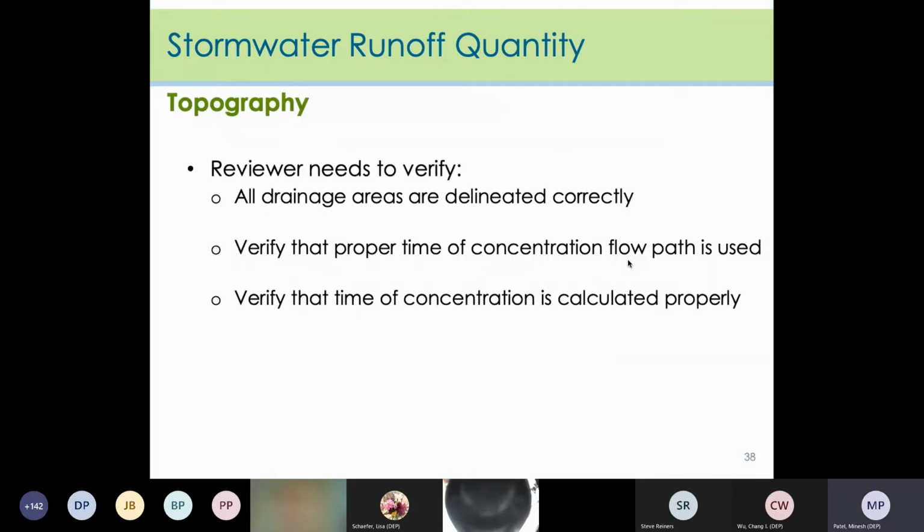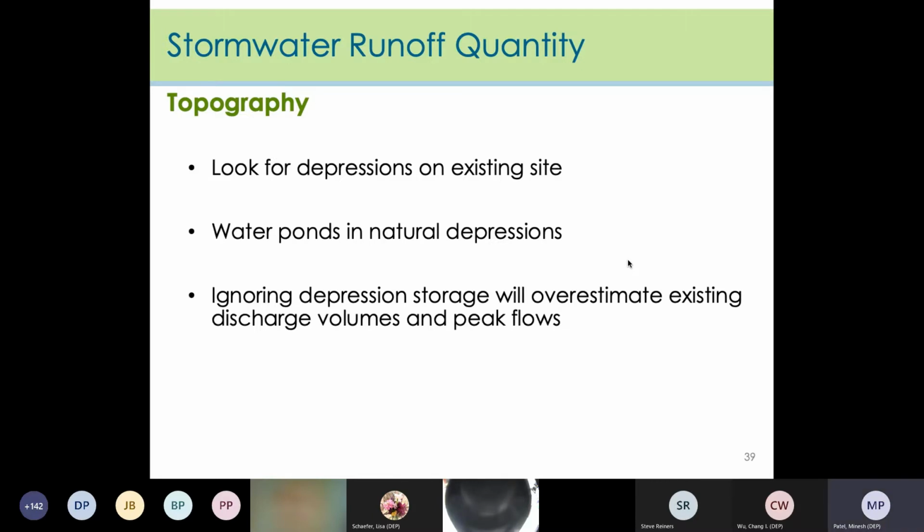To prevent those issues from occurring, the reviewer must verify that all drainage areas are outlined correctly and the proper time of concentration flow path is used. You also have to make sure the time of concentration is even calculated properly to begin with. The reviewer needs to make sure that any natural ponding on site is included in the model. This is often overlooked by the reviewer, and ignoring it for the existing condition means the allowed proposed volumes will be larger than they actually should be. We will look at depression areas more in a bit.